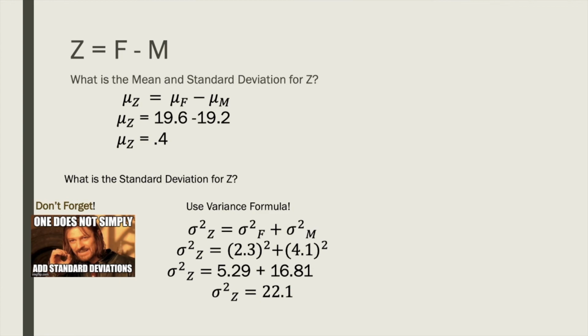So I'm still not done because I need my standard deviation, not my variance. So then I go ahead and take the square root of that value, and that gives me my standard deviation of my new distribution z.